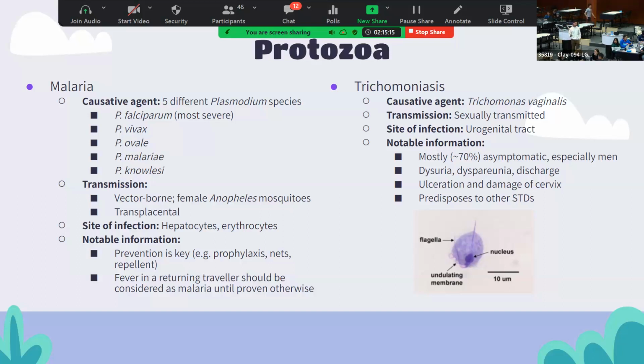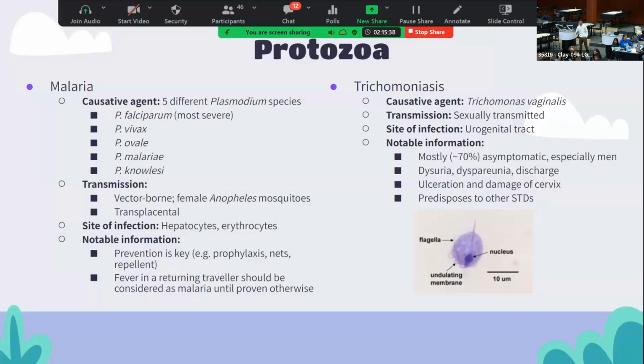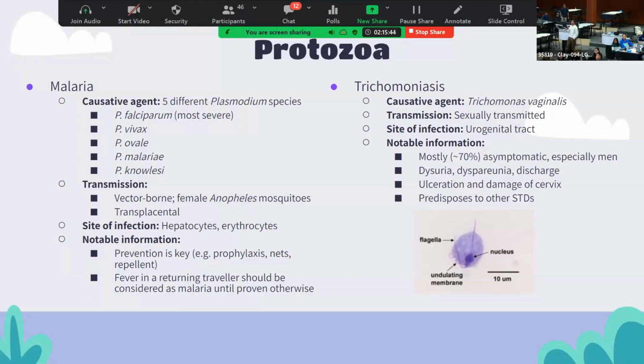With malaria, it's caused by 5 different Plasmodium species. Really, you only have to remember P. falciparum, and that is the most severe form of malaria. All 5 of these are transmitted through specific species of female mosquitoes, and it can also be transplacental. And it affects hepatocytes and erythrocytes, so liver cells and red blood cells. Notable information is that for malaria, prevention is key. So prophylaxis, nets, mosquito repellent, things like that. And any fever that a returning traveler has should be considered as malaria unless proven otherwise.